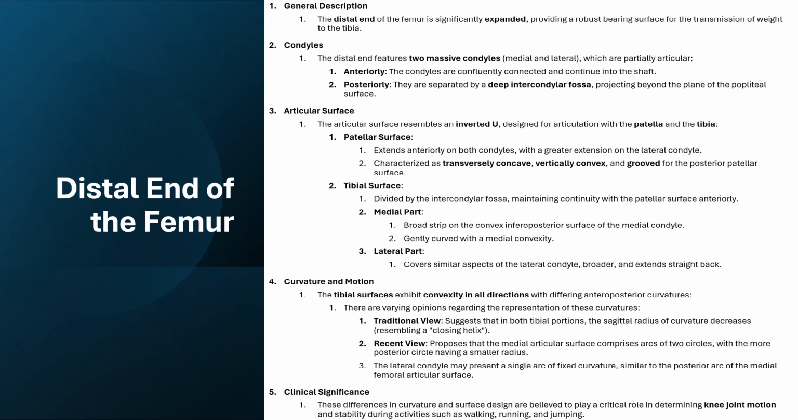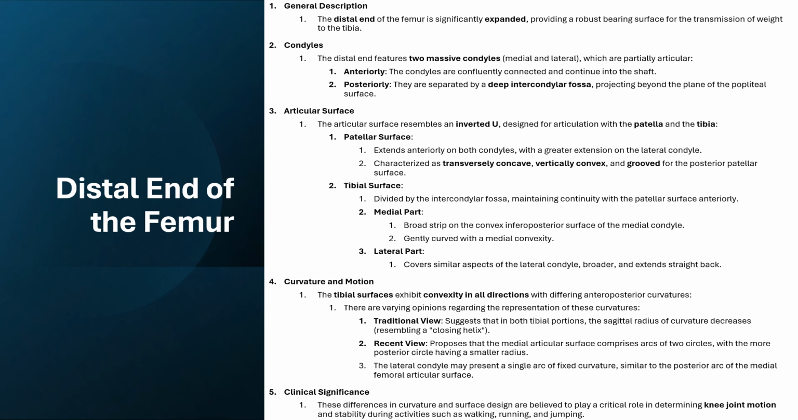When we talk about the distal end of the femur, it is significantly expanded, providing robust bearing surfaces for the transmission of weight to the tibia. Condyles: the distal end features two massive condyles, medial and lateral, which are partially articular. The condyles are confluent anteriorly with the shaft. Posteriorly, they are separated by a deep intercondylar fossa that projects beyond the plane of the popliteal surface.